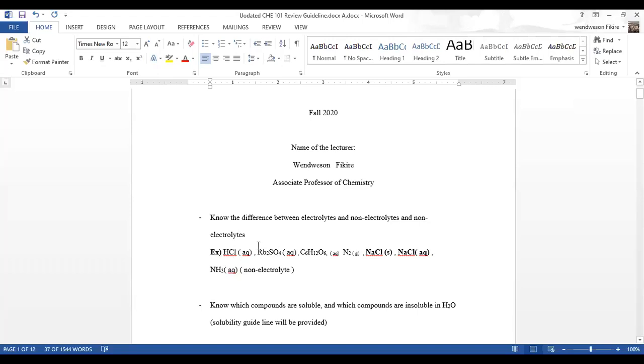Rubidium sulfate is an ionic compound. It's composed of rubidium and sulfate ions. When it's dissolved, it forms ions, so it is an electrolyte. C6H12O6 is glucose. Glucose can dissolve in water. However, it is a non-electrolyte because it's an organic compound and it will not form ions. So please make sure that if something is dissolved in water, that doesn't necessarily mean it's an electrolyte.